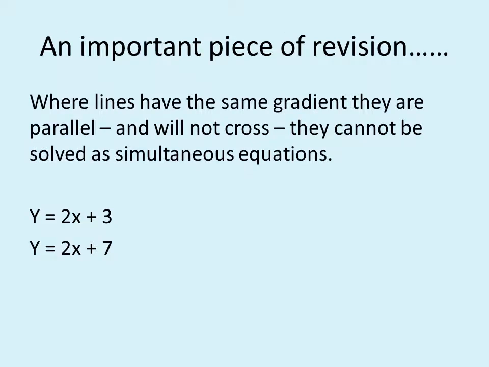Now, an important piece of revision is this. If lines have the same gradient, they're never going to cross. They're going to be parallel. We can't solve them as simultaneous equations because there's not going to be a point where they cross. So if we consider these two equations here, y equals 2x plus 3 and y equals 2x plus 7, they're never going to cross. We can't solve them using simultaneous equations.